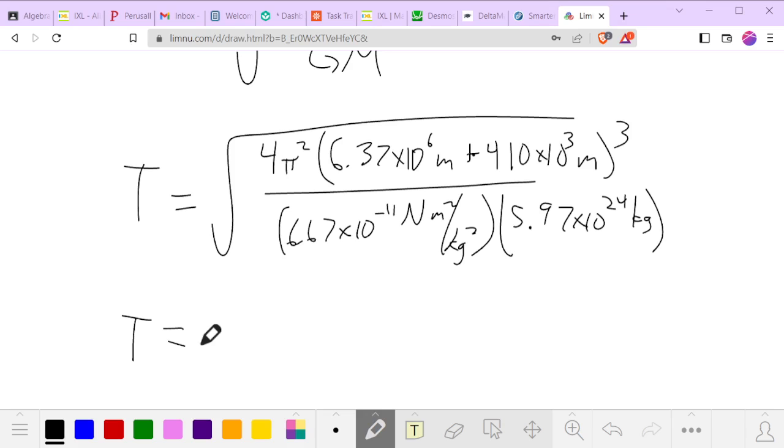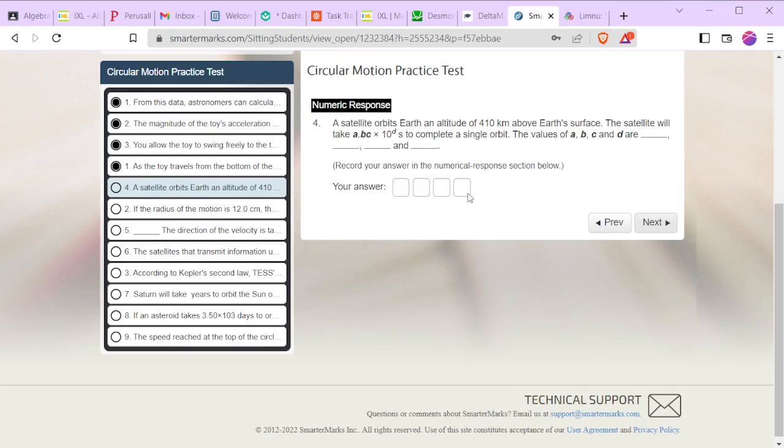So our period is 4 pi squared, (6.37 e to the 6 plus 410 e3) cubed, divided by 6.67 times 10 to the negative 11 times 5.97 times 10 to the 24. So this period is 5.56 times 10 to the 3 seconds. 5563.